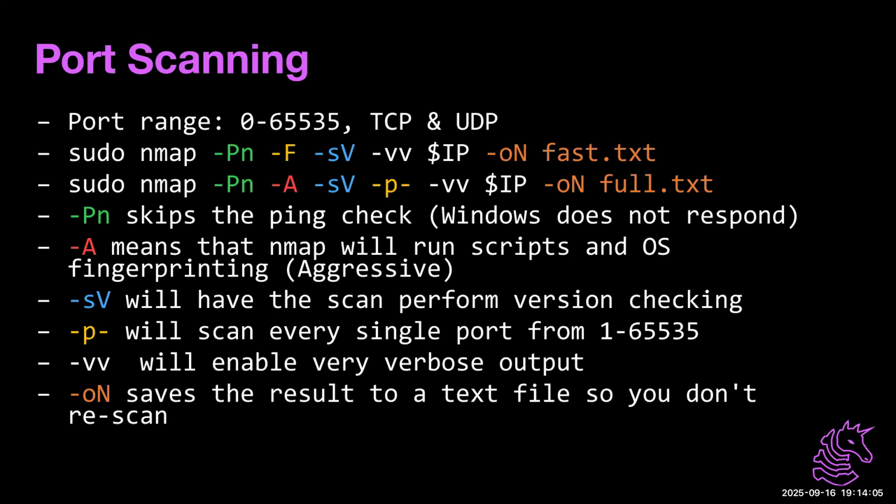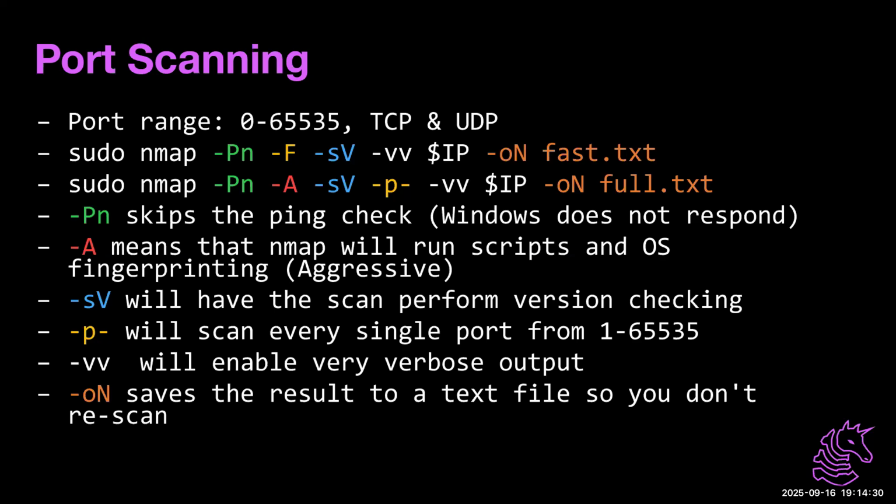-sV does version checking. So it'll give you more information on what product is talking on some port. Sure, we know it's port 21 FTP, but with -sV we could find out this is a very secure FTP version whatever. That's super important for finding vulnerabilities. -vv enables very verbose output. You just see more of what's happening, which is nice because it's kind of like your progress.